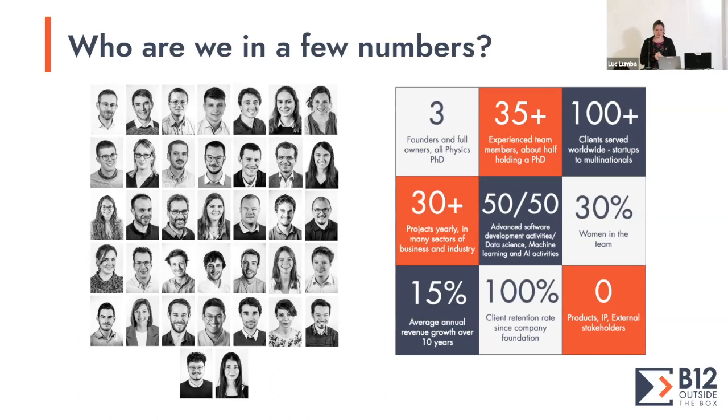And we do two things mainly, about 50-50. We do advanced software development activities and what we talked about today: data science, machine learning, and AI activities. We're very proud to have 30% of women working at B12. And we have had an annual revenue growth of 15% every year since the start. We're very, very proud to have 100% of client retention, meaning that the client always came back to us. And very important, we are a purely service company, so we have no IP. We have no products to sell you. We just have services and advice and development we can do for you.